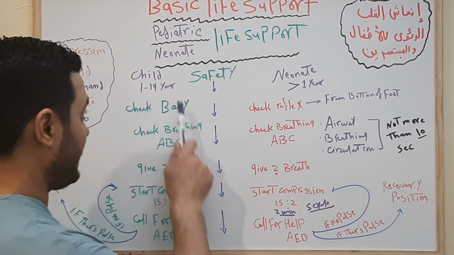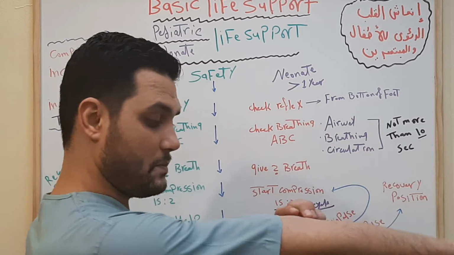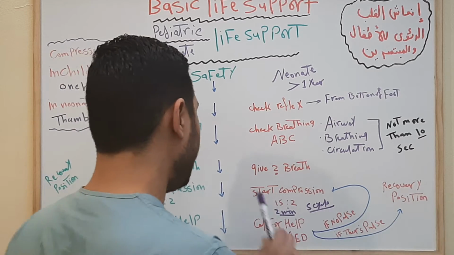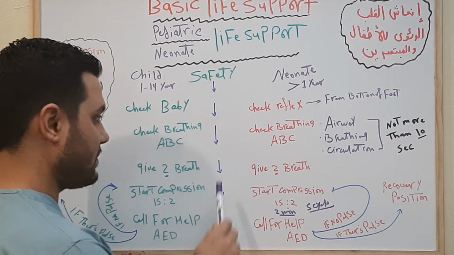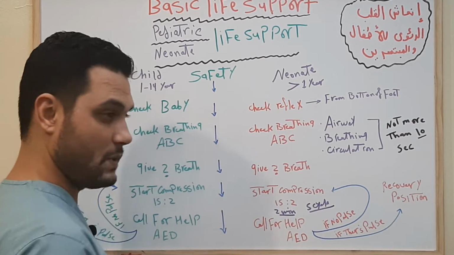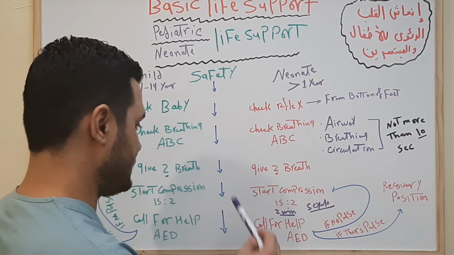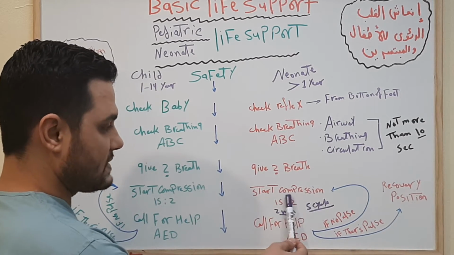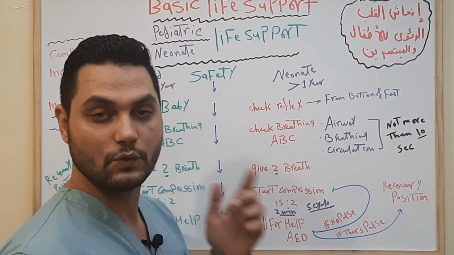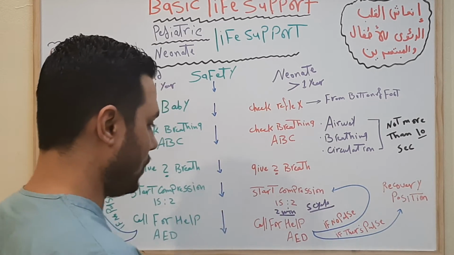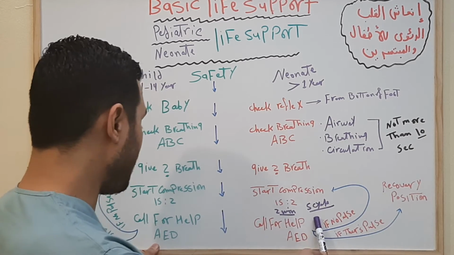Circulation in the child we will check by carotid pulse, but in the neonate we will check by brachial pulse. Then if there is no breathing, no circulation, no response from the baby, we will open his airway and first give two breaths. Then we will start CPR compression, 15 compressions to 2 breaths, 15 to 2. This will continue for 2 minutes or 5 cycles.